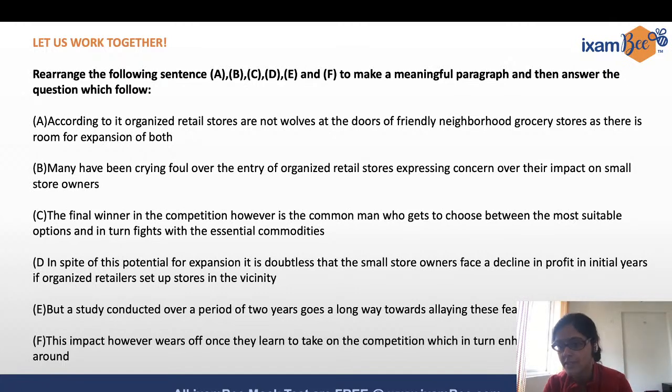What do you think is the fourth sentence? There is a keyword there. You can see the word expansion. Which sentence do you think is the fourth sentence?